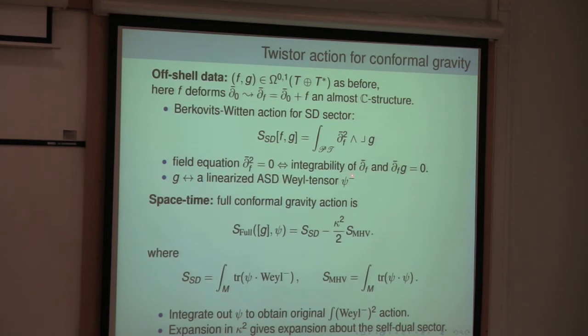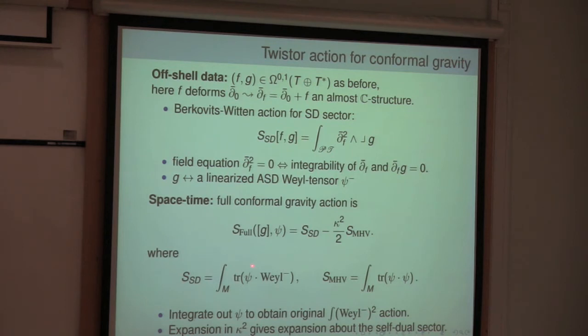And as I was saying before, on shell then, this f corresponds to a self-dual perturbation of the metric, and g corresponds to its dual. So this corresponds to a linearized self-dual Weyl spinor that satisfies the conformal gravity equations, and g is dual to that, and it corresponds to a linearized anti-self-dual Weyl tensor, psi minus. So we can think of this as corresponding to a space-time self-dual action, where psi, which corresponds to g, is thought of as a Lagrange multiplier again for the vanishing of the anti-self-dual Weyl tensor. So then, when you vary psi, you discover that the background metric is conformally self-dual, and then when you vary the conformal structure, you find that psi satisfies the linearized Bach equations.